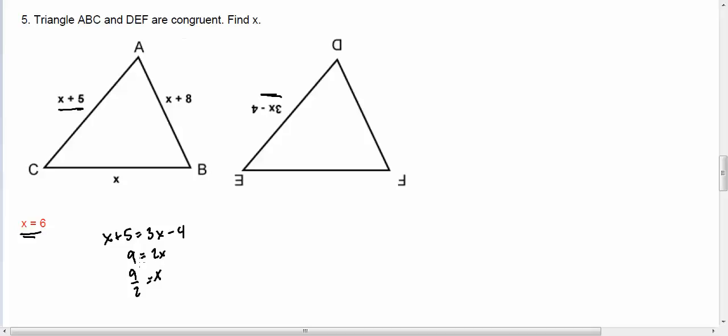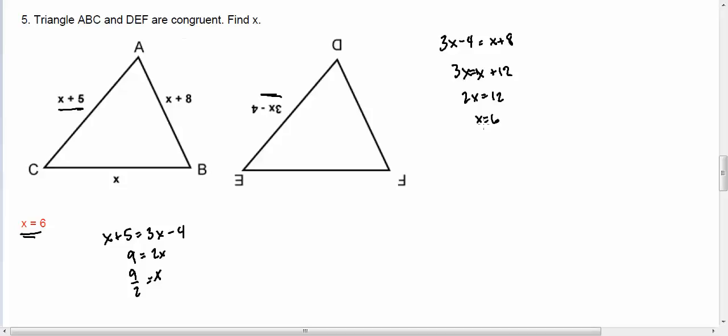And a lot of students would ask me, well, how? In order to get that, I would have to have the 3x minus 4 equal to x plus 8. And then, of course, you would have 3x equals x plus 12, and so you have 2x equals 12, and you have x equals 6, and that would give you the correct answer. And my response to that is, well, technically they wrote the problem correctly.